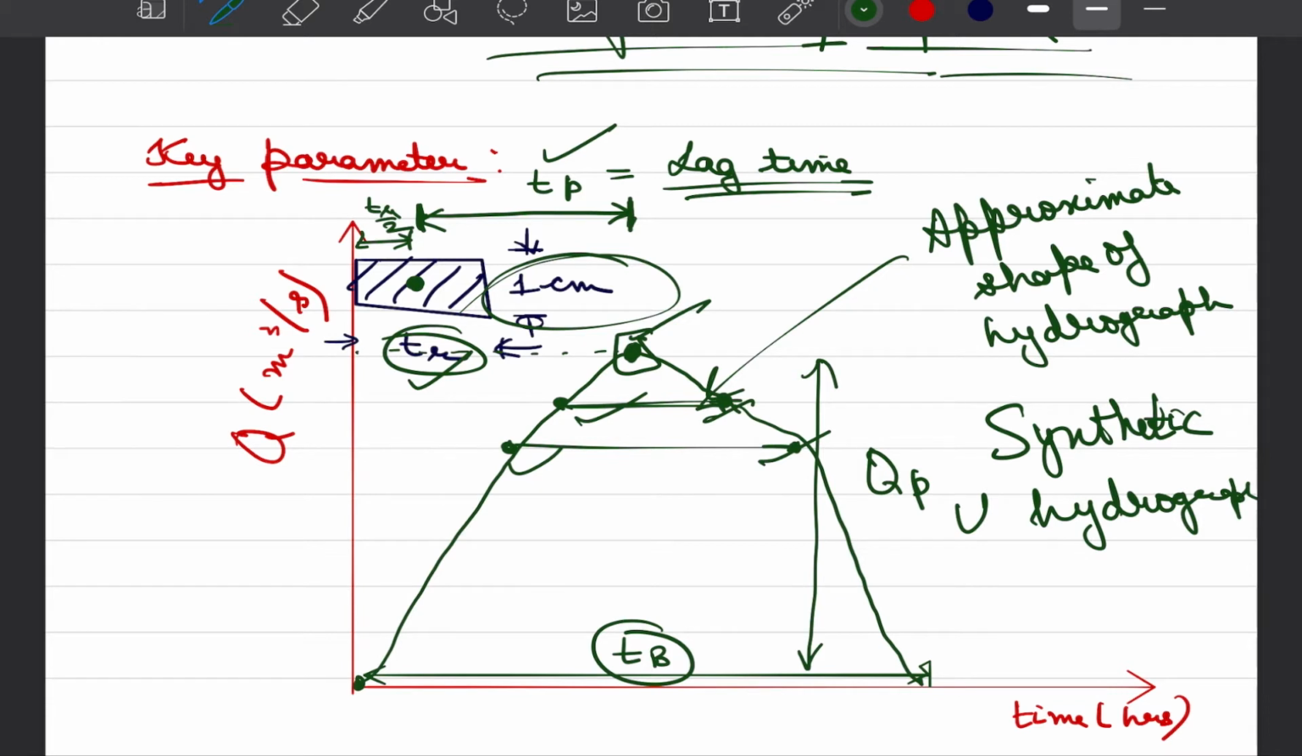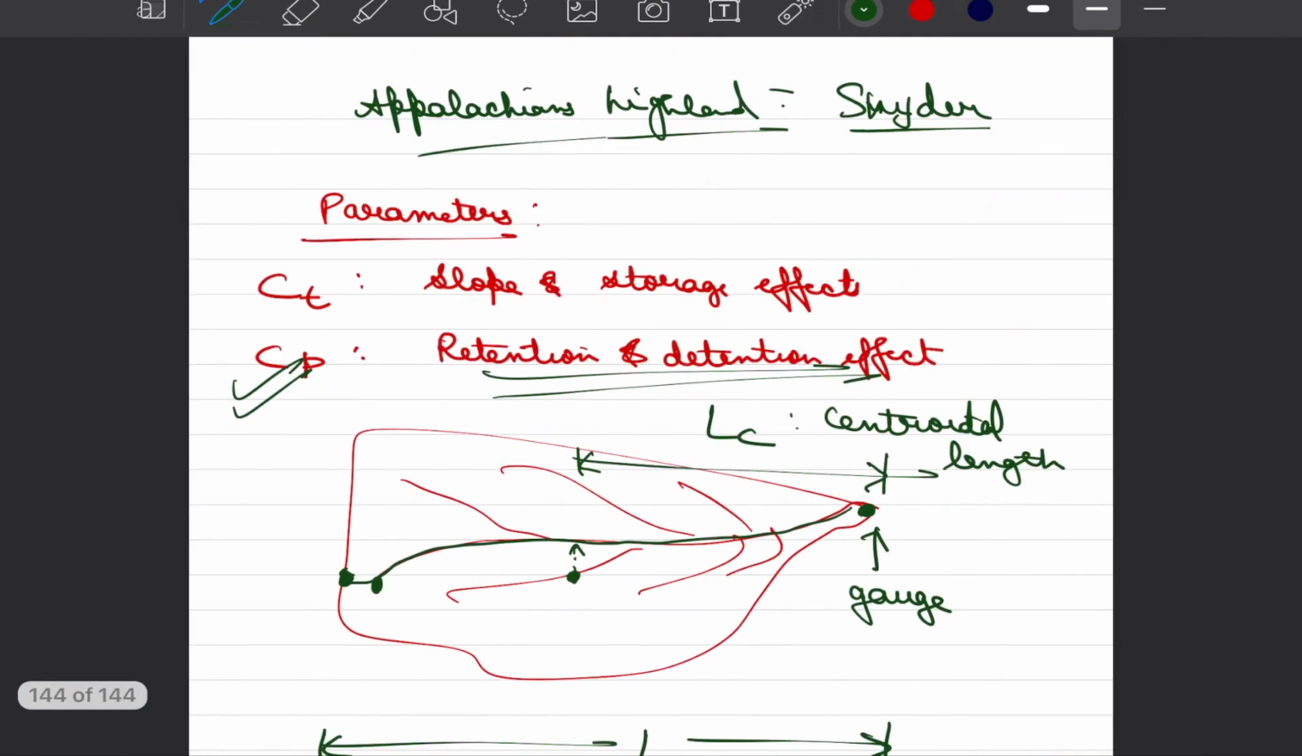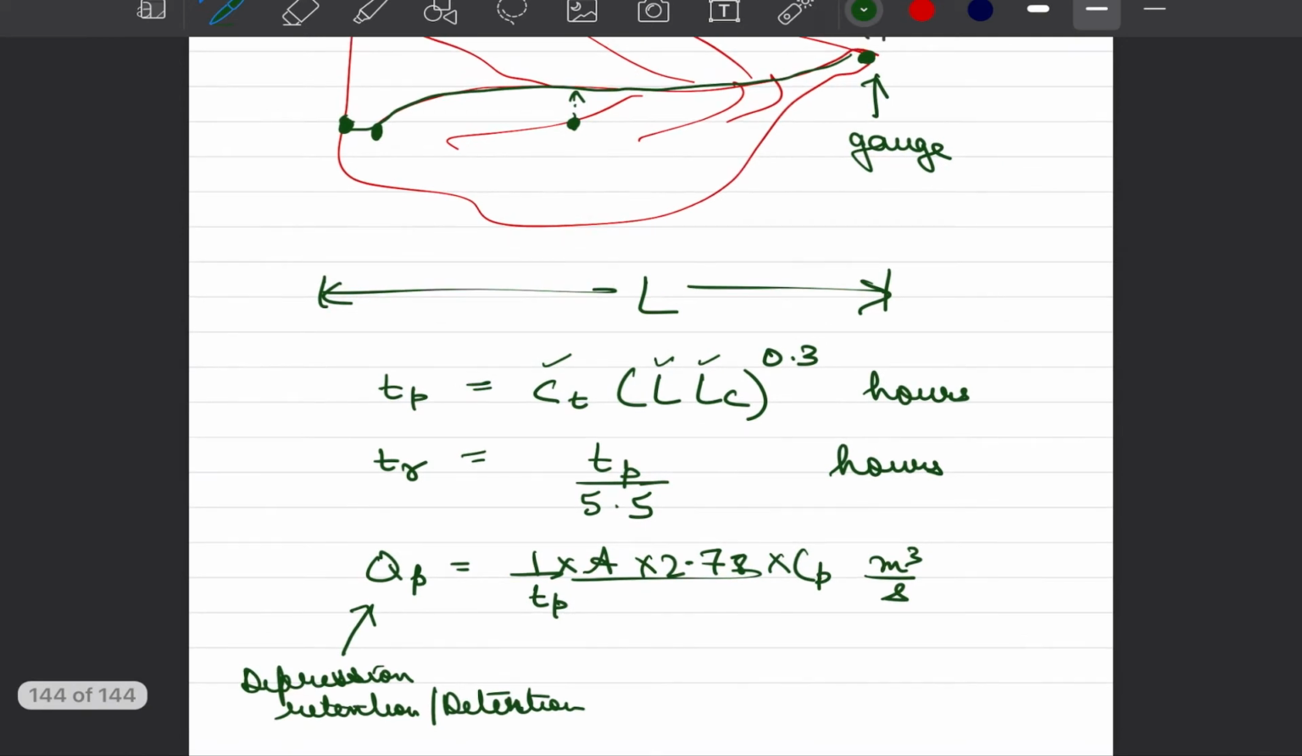So this is the width at Q50. That means what is the width of this base when we are at half of the peak flow, and then what is the width of this time base when we are at 75% of the peak flow. So now let us move to that discussion, how we would do that.